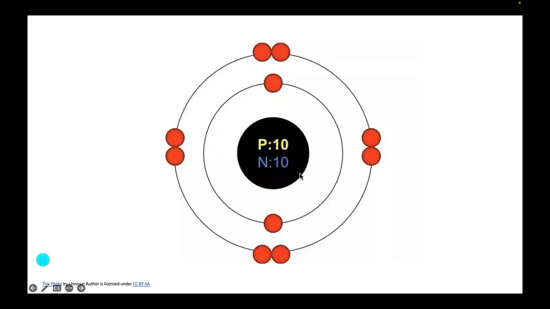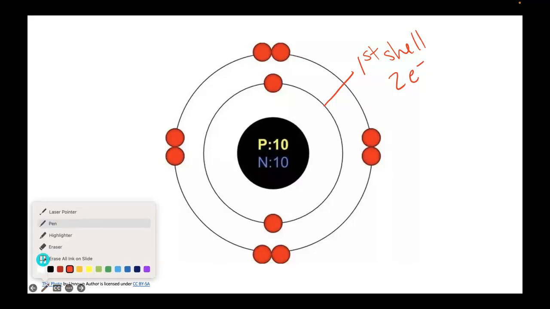We start with the lowest energy level first. So in our diagram, this is our first shell or energy level. They both mean the same thing, and it can have 2 electrons. E and negative is just a shorthand way of writing electron. What you can see in this picture is that we have 1 electron here, and we have a second electron here. So there's our 2.